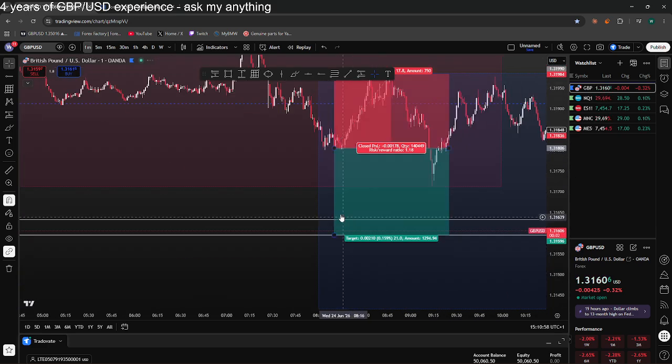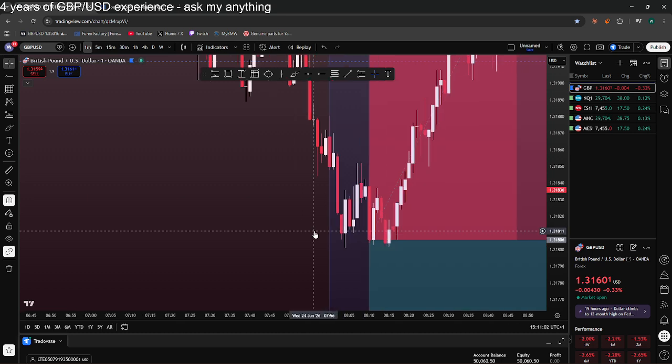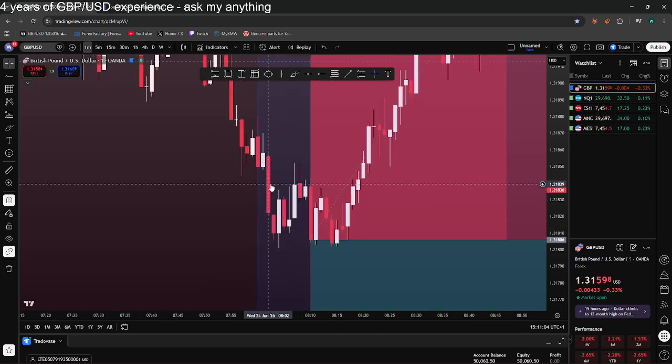So 1 minute for the lower time frame confluences. We created this imbalance for our market open, so I wanted us to tap into this and then break structure to the downside for me to be able to enter, which is exactly what we did.